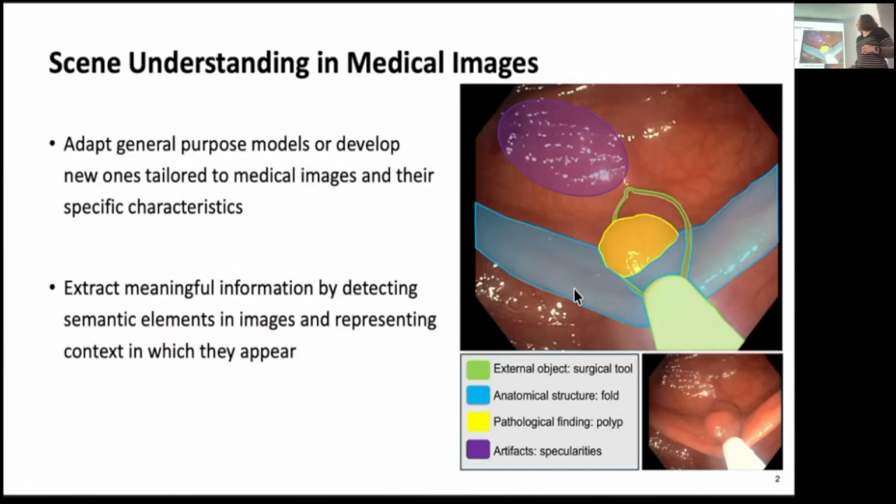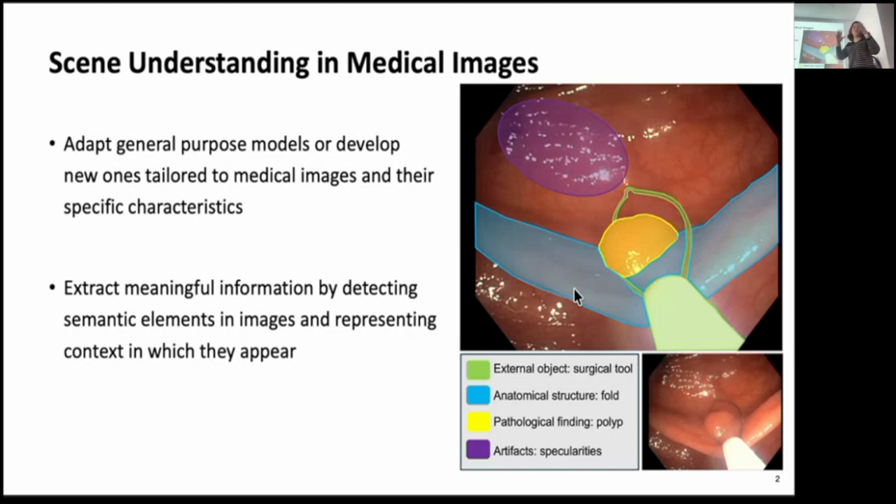Right. So what we aim to do is, ideally, the example that we have on the right, that's all done manually. So in an endoscopy scene, being able to identify the different components that we have, the semantic information that we can get. So we have different objects, the surgical tool, anatomical structures or pathological findings. So the polyp in yellow, in blue, that's a fold because that's a colonoscopy.